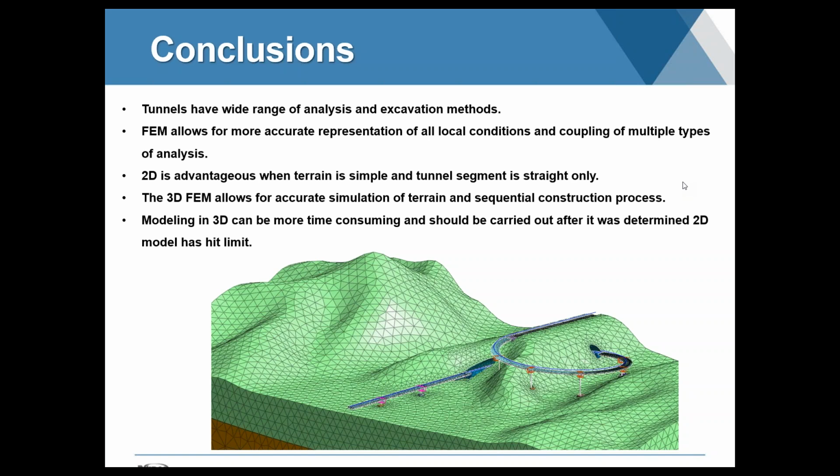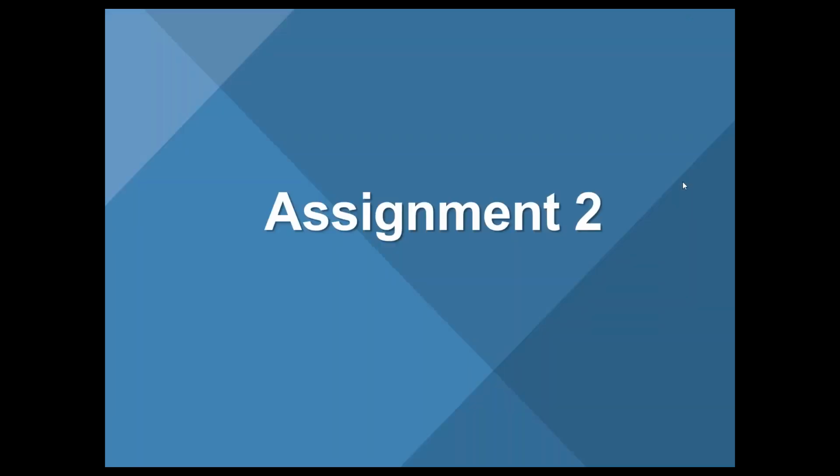But you're assuming that the tunnel is, for one, completely straight. There are no intersections, and you're missing that. Whereas with 3D, it's the most accurate way to simulate your terrain as well as the sequence of construction. But of course, this is going to be a more time-consuming process. So it's something you should determine after you've first created the 2D model. Basically, the recommendation is don't necessarily assume that you always have to model in 3D. There are cases where 2D will give you a good enough idea, but it's up to the engineer in that respect. So that concludes the main part of the presentation.